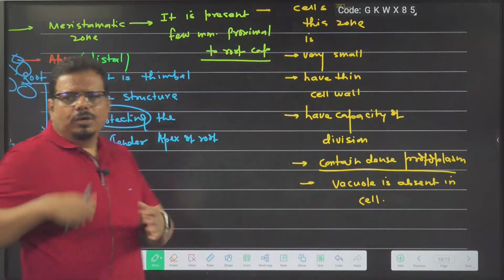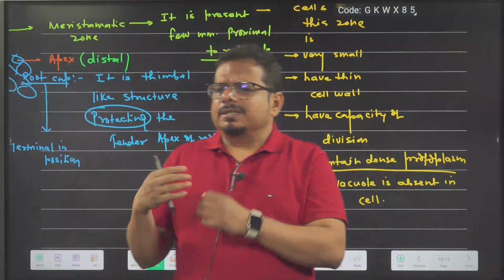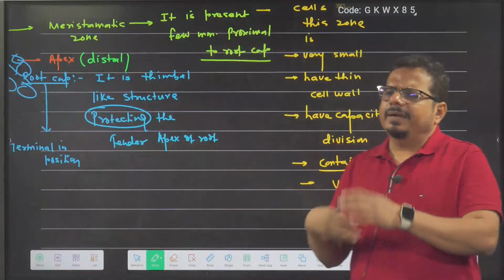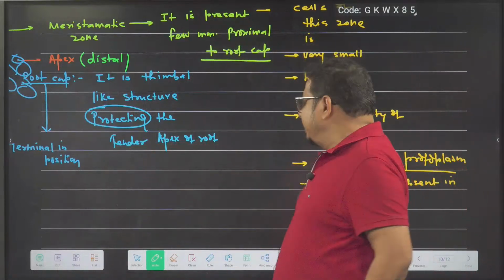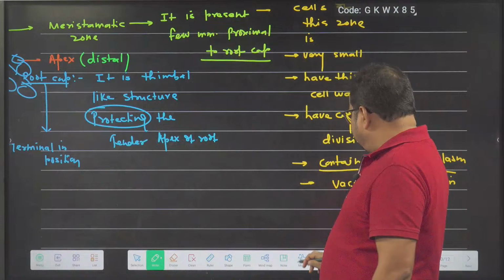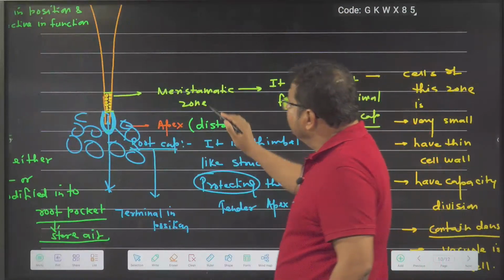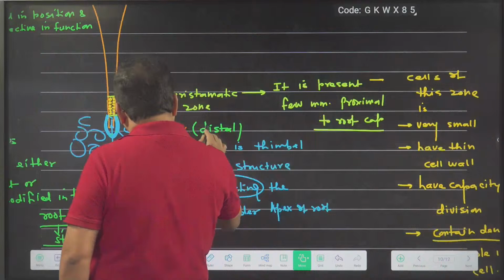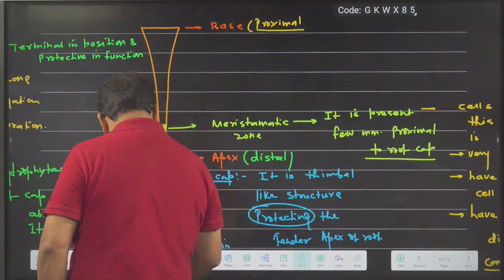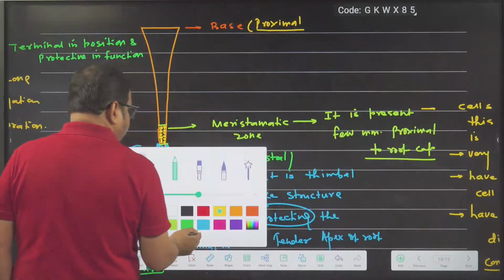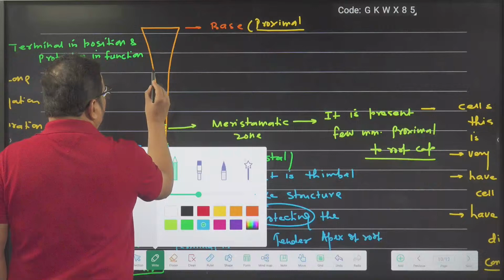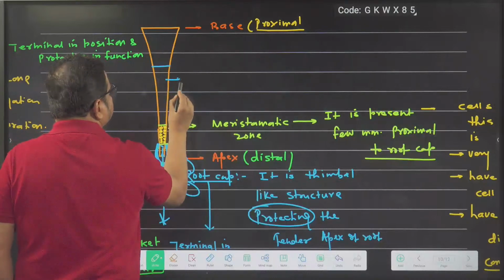So the duty of this zone is what? Cells of this zone are continuously dividing. They are increasing the number of cells. So this is about meristematic zone. Two more zones are there to discuss. I am just writing. Next one is zone of elongation.